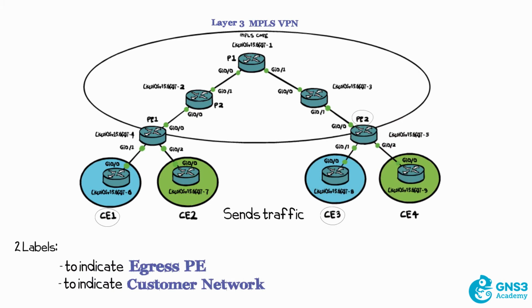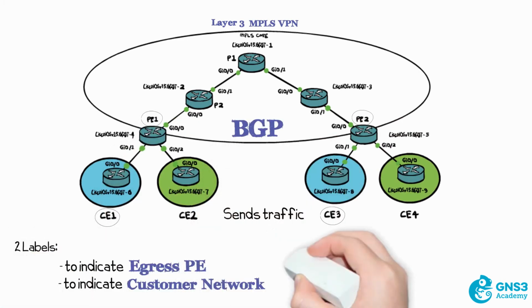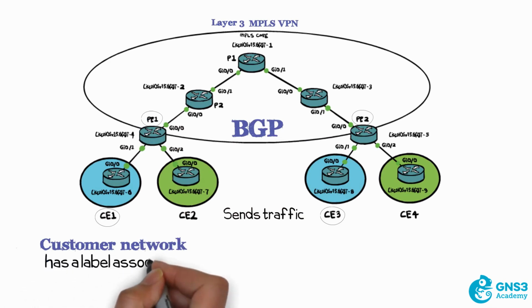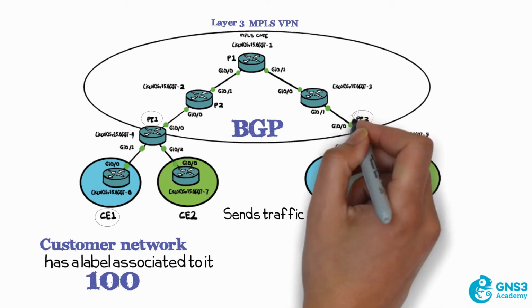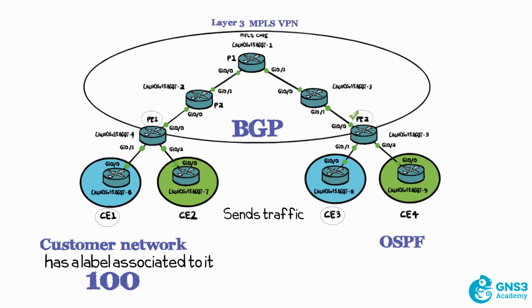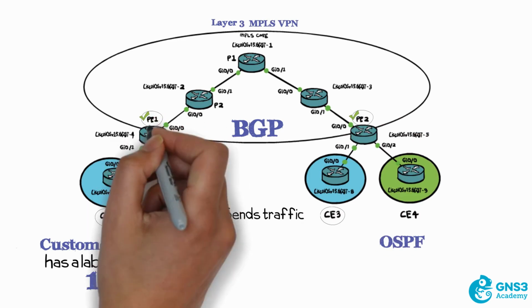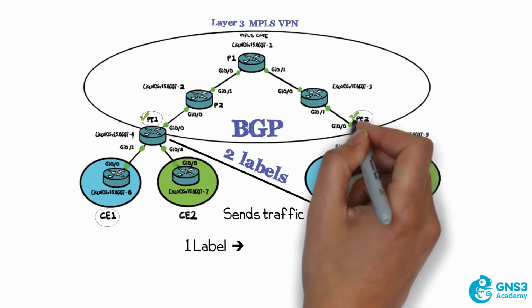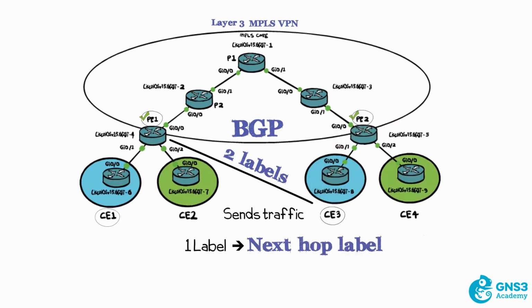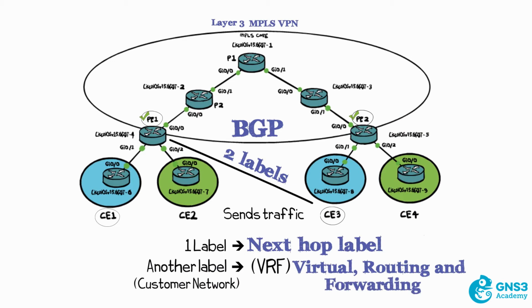PE2 tells PE1 through BGP that the customer network has a label associated to it of, let's say, 100. But through OSPF, the loopback of PE2 is advertised through the core network to PE1. So PE1 knows that to get to CE3, it needs to use two labels. One label is used to get to PE2. That's called the next hop label. And another label is used to indicate the customer network that PE2 should forward the traffic to. In other words, which VRF or virtual routing and forwarding instance does the traffic belong to?